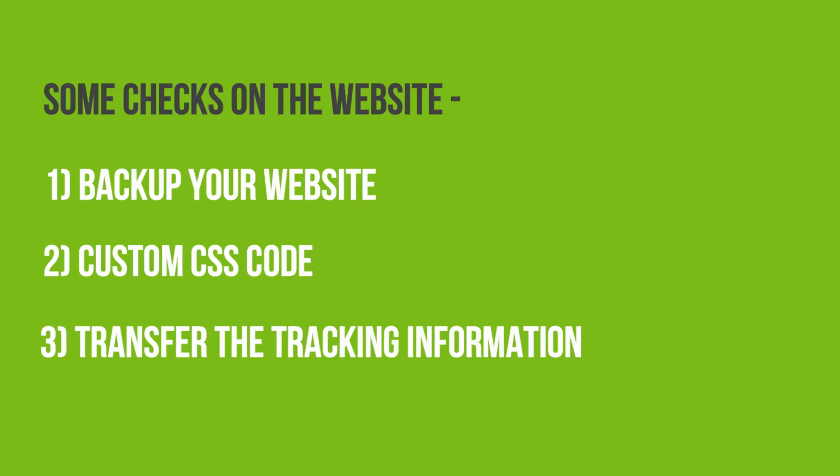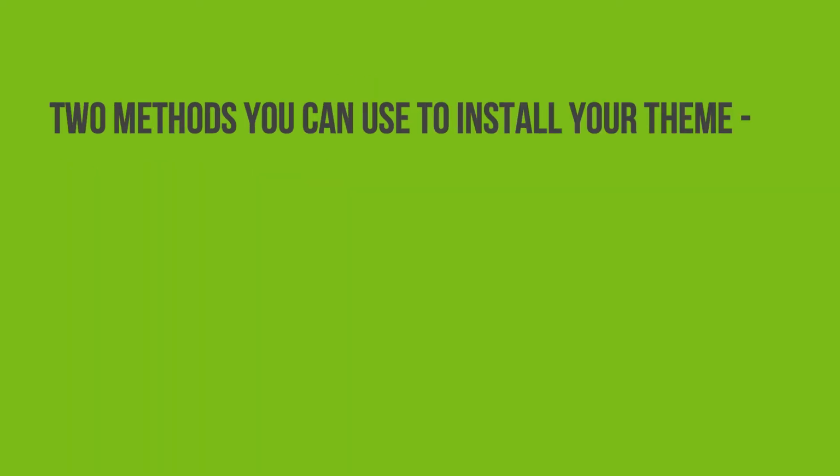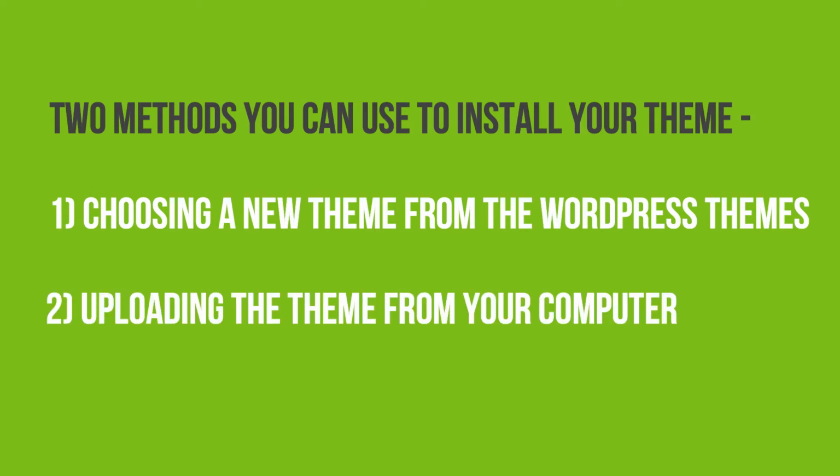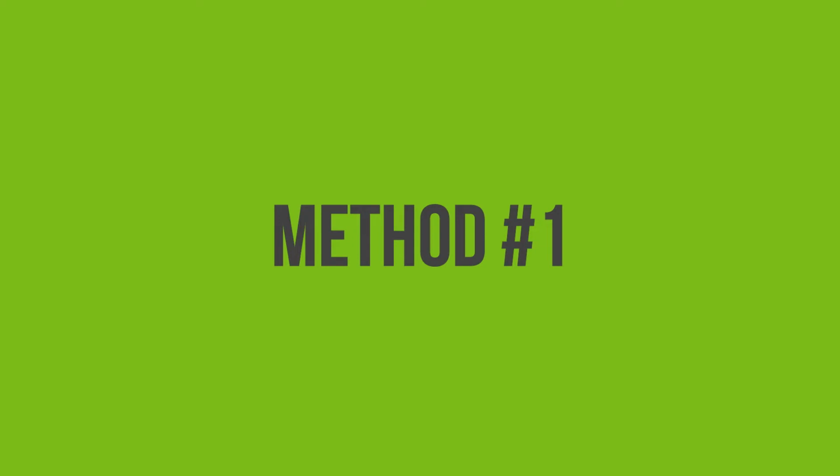And third, transfer your tracking information before you change the WordPress theme. If you had added tracking and analytics codes to your site, you should locate and copy them out. The code is to be transferred to the new theme to retain Google's tracking service after the switch. I will teach you two methods that you can use to install a new theme. First is by choosing a new theme from the WordPress theme directory. Second is by uploading the theme from your computer. Let's start with the first method.